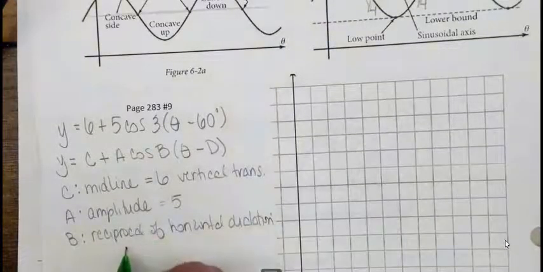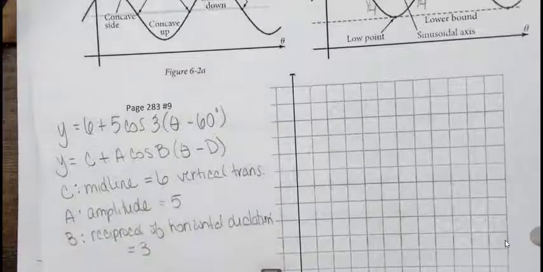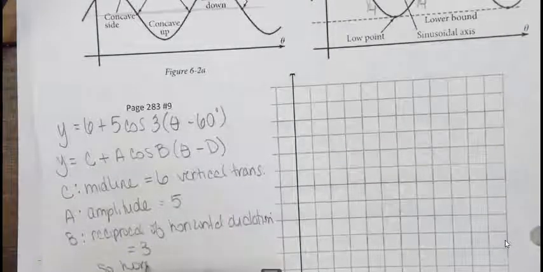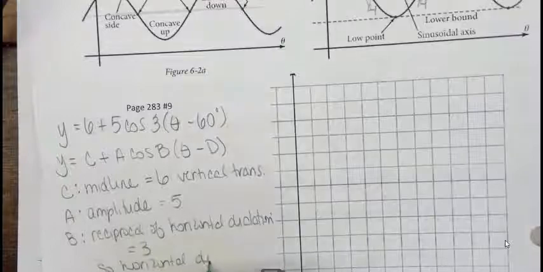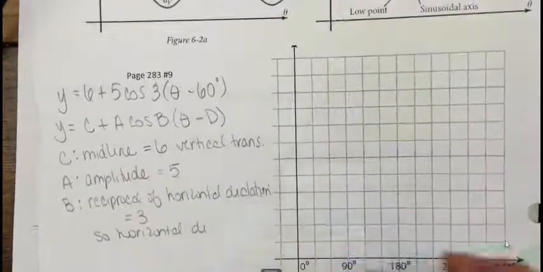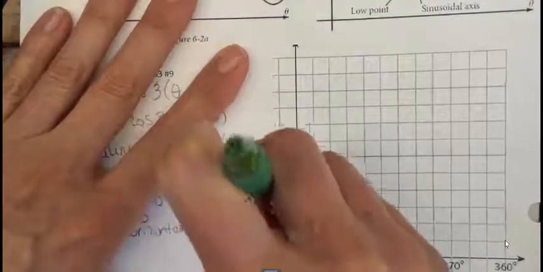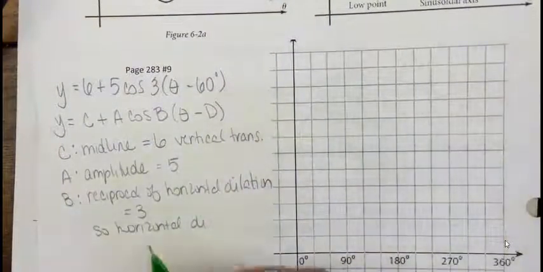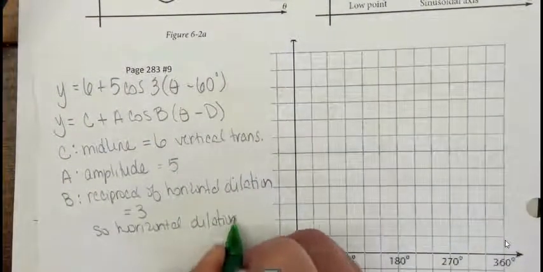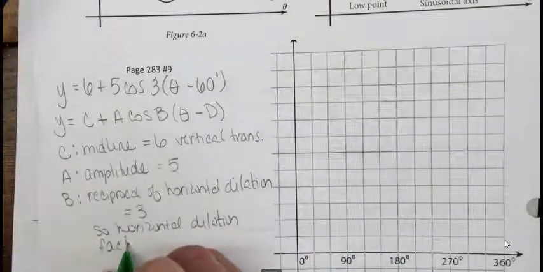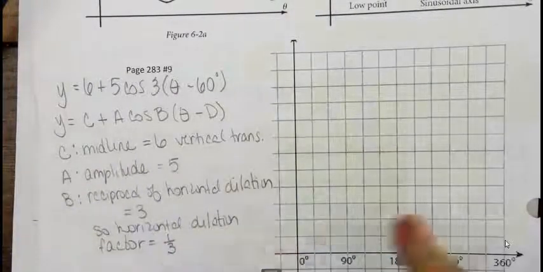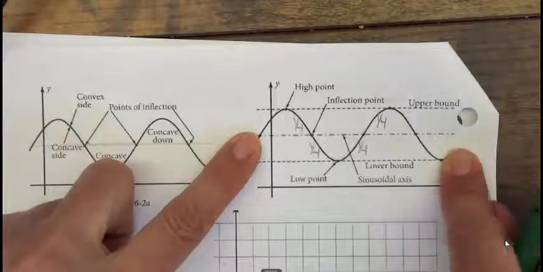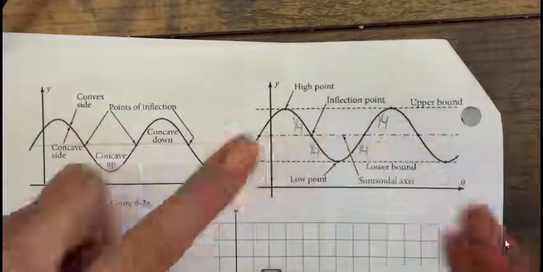And so if B equals 3, then that means that our horizontal dilation factor, I think I spelled dilation wrong. I always do that. Dilation. I put an A in there for some reason. So horizontal dilation factor is really going to be 1/3. So this means that this graph, whatever your original cosine graph is, is really going to be 1/3 as big.